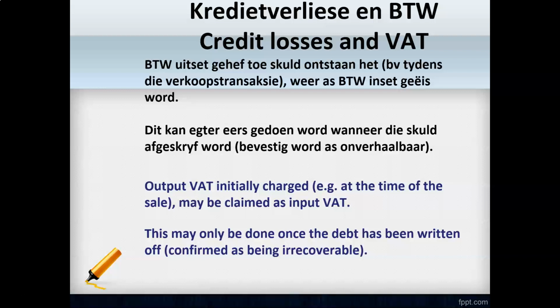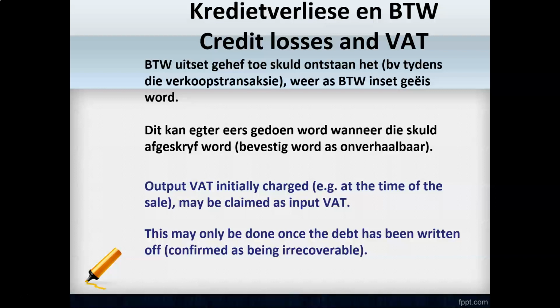Now, after some time has expired, I've realized I'm never going to collect that debt. The receiver of revenue says, look, I know that you've already paid over the VAT output on this transaction. I also recognize that you've never collected that money. So now if you're going to write off the debt, you can claim the VAT on the credit losses again. So let's assume that the debtor has an outstanding balance of 10,000 Rand. The VAT exclusive amount, i.e. divided by 1.15, equals 8696.